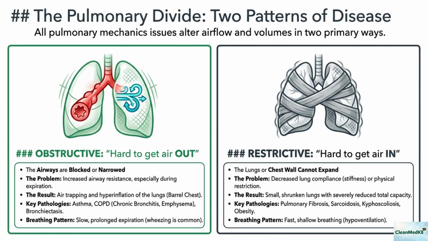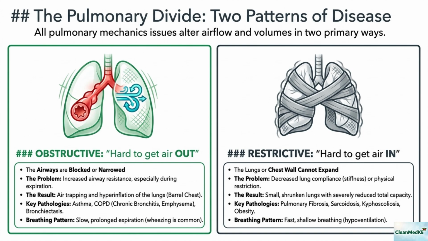Now, let's look at the pulmonary divide. At its core, all pulmonary mechanical issues alter airflow and volumes in two primary ways. Obstructive disease is characterized by the phrase "hard to get air out," where airways are blocked or narrowed, leading to increased resistance and air trapping, often resulting in a barrel chest appearance. Common examples include asthma and COPD.